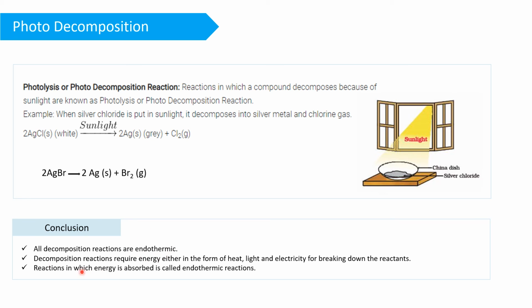What is endothermic? The reaction in which energy is absorbed is called endothermic. You may confuse exothermic and endothermic. Exo means heat is released, whereas endo means heat is absorbed. Here I would like to ask you one question. Whether photosynthesis is exothermic or endothermic?